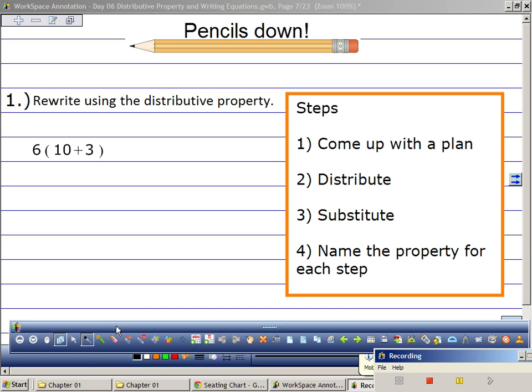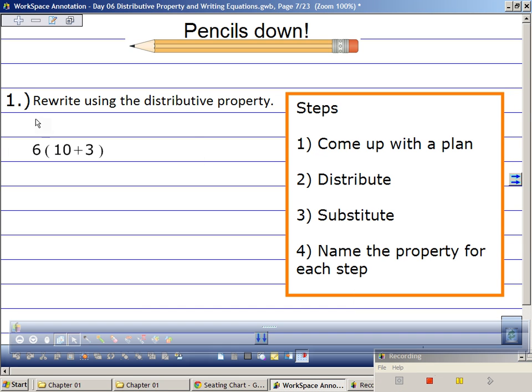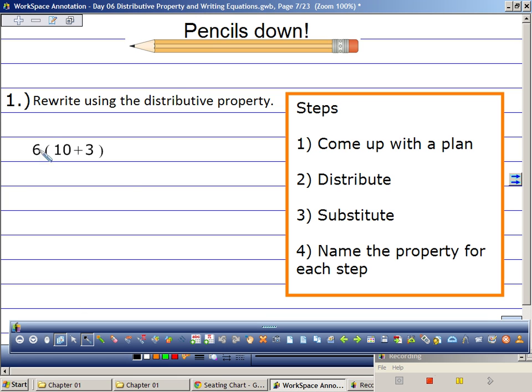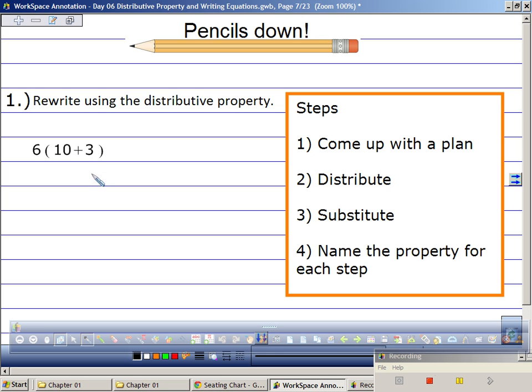Let's talk about the distributive property. First of all, pencils down. Rewrite using the distributive property. So this is saying that I have 6 times the quantity 10 plus 3, correct? Just like we talked about with that Happy Meal distribution, right? I'm going to distribute, well, let's go over our steps first.